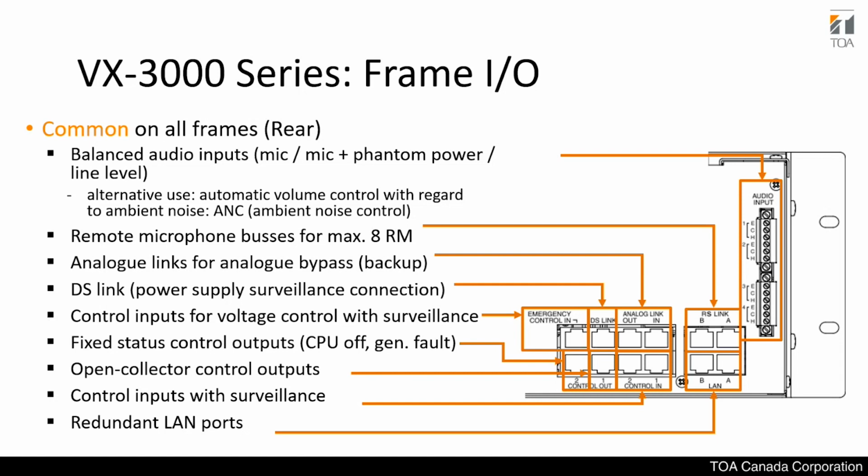And I mentioned earlier the control inputs for surveillance. Say you want to monitor the state of the system, then you can program surveillance monitoring so that when that state is active, the control inputs will be triggered. And then finally, the redundant LAN ports. There's 2 ports available for redundancy.